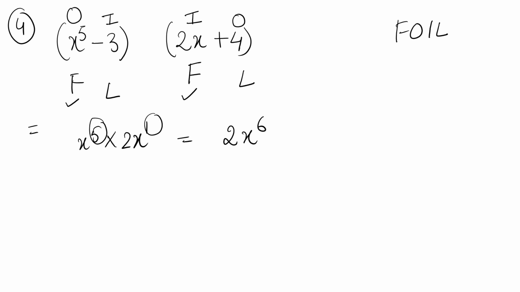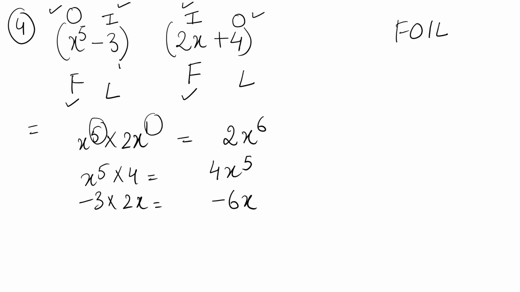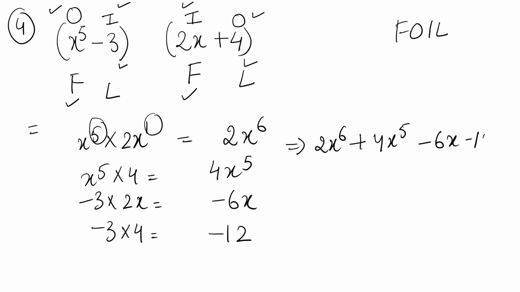Now we are going to solve the outer terms. The outer terms are x to the power 5 multiplied by 4, that will be 4x to the power 5. The inner terms, minus 3 and 2x, minus 3 multiplied by 2x, that will be minus 6x. The last terms, minus 3 and 4, minus 3 multiplied by 4, that will be minus 12. So now we write these terms in a horizontal way: 2x to the power 6 plus 4x to the power 5 minus 6x minus 12. So this is the required answer.